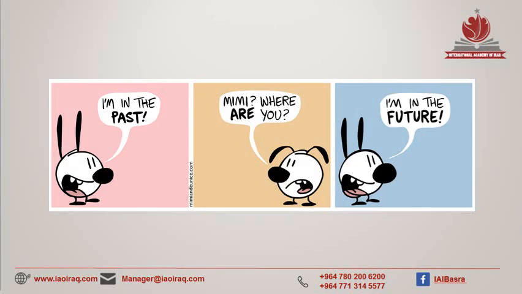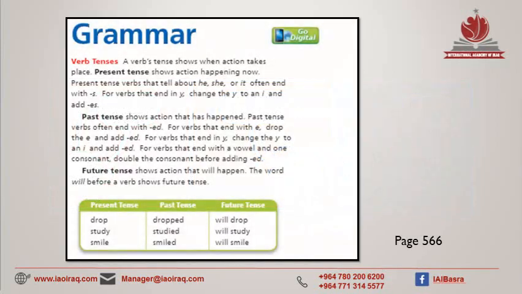Pretty self-explanatory, guys. I'm sure you've touched on this a little bit in the past. So yeah, that is basically tenses, guys. Past, present, and future. Just before we carry on, I want to go through what the book says about it in your Journeys Common Core. Maybe it'll help you understand from a different point of view. So, grammar: verb tenses. A verb's tense shows when action takes place. Present tense shows action happening now. Present tense verbs that tell about he, she, or it often end with s. For verbs that end in y, change the y to an i and add es.